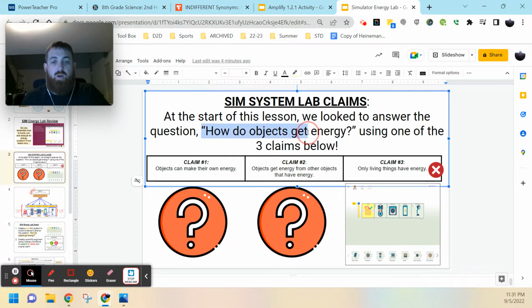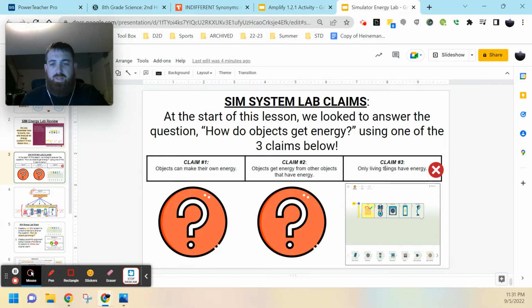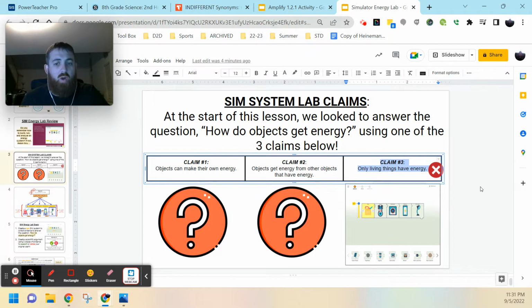We were looking to answer the question, how do objects get energy? And we had three claims. Number one was objects can make their own energy. Claim two is objects get energy from objects that have energy. And 3 was only living things have energy. And hopefully we're able to realize that claim number 3 is very wrong.